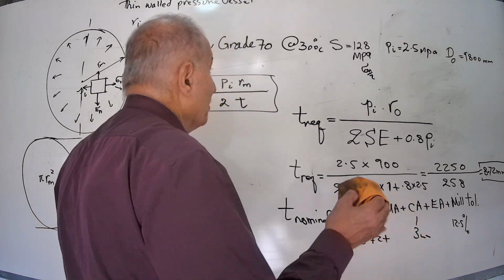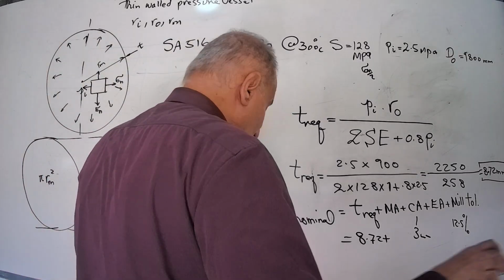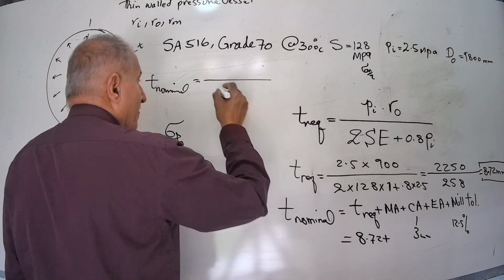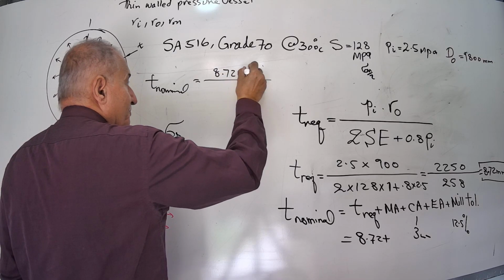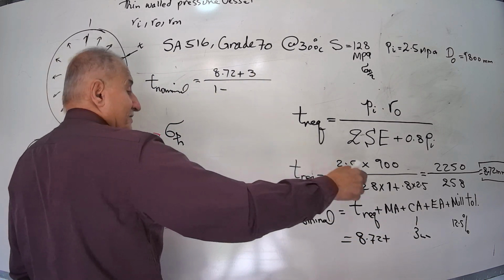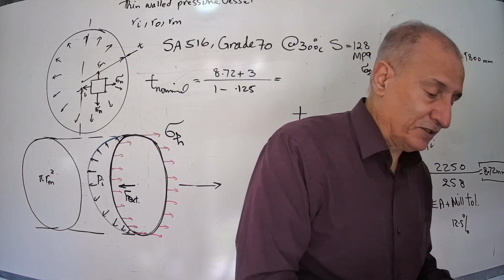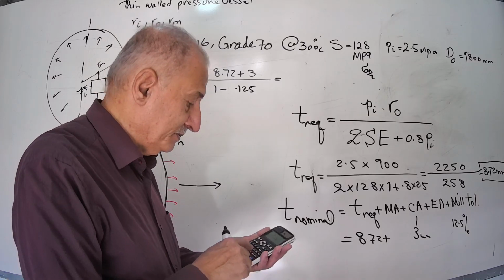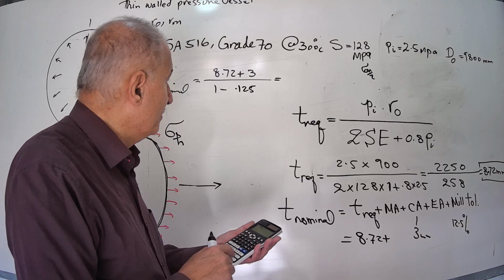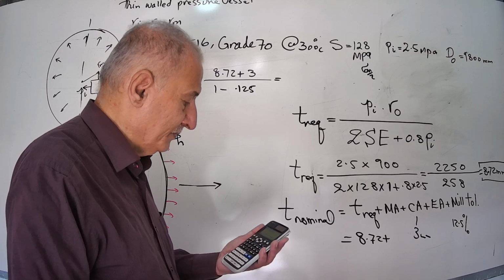Then the standard says that nominal T, required T, 8.72 plus corrosion allowance, divided by this mill tolerance, that is 1 minus 0.125, and is equivalent to the thickness that we get here, 11.72, divided by 0.875, 13.39.